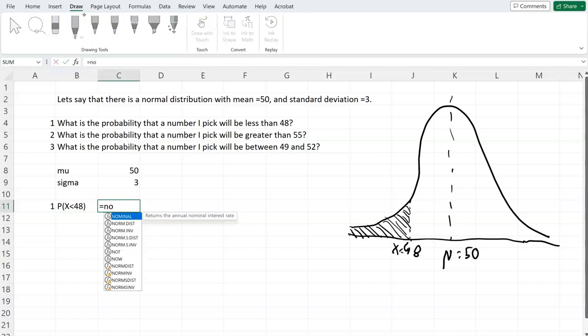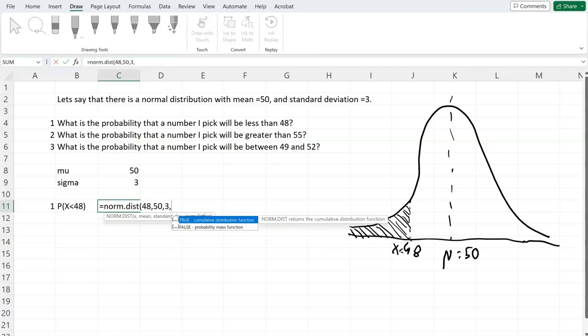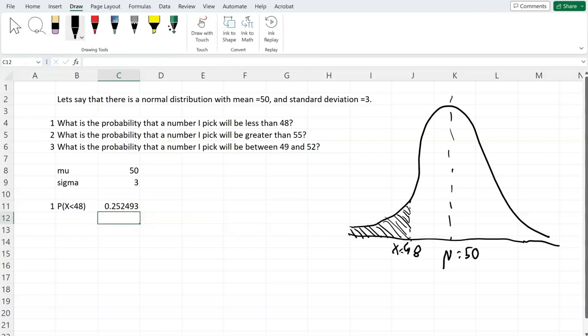For that, we are going to use this formula, NORM.DIST. The number is going to be 48, that's my x. The mean given is 50. The standard deviation given is 3. Cumulative, since we are adding all the probabilities, we will say true. And then we press enter. So this is giving me the probability that the values are going to be less than 48. So there is a 25.24% probability that I may pick a number that is less than 48.